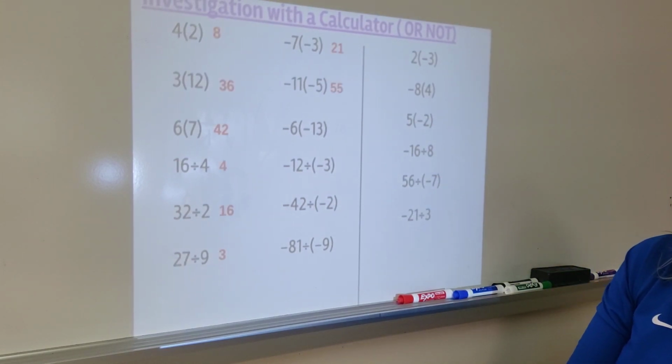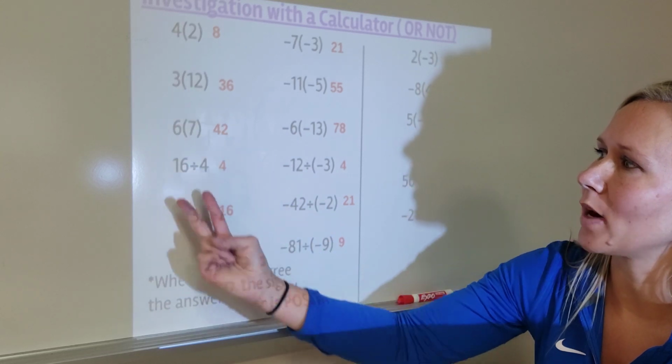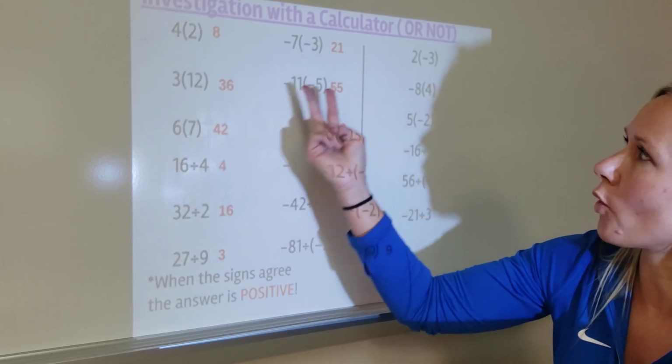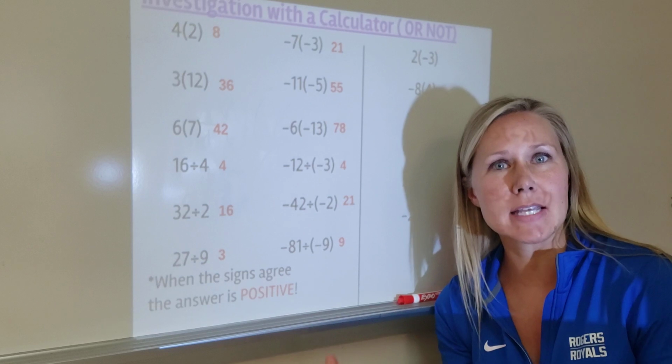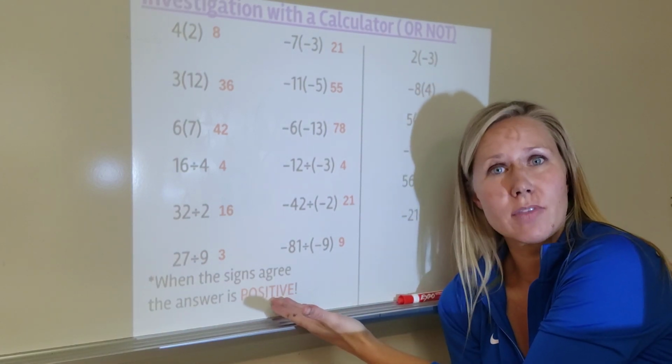So notice here that for all of these, I'm getting positive answers. Anytime that my signs are the same when I multiply, they're both positive or they're both negative, I can think of my signs agree. They're both the same. And that is positive. To agree is a positive thing.